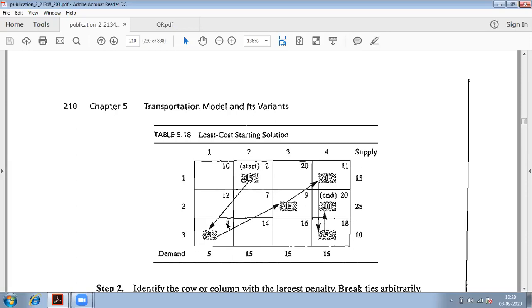So among 12, 9, 20, 18, 16, and 4, the least cost is nothing but 4. So you can allocate a maximum of 5 for this. So vertically, 5 you can allocate maximum. Vertically it is balanced, therefore strike it out. After that you are left with 7 vertical balance.